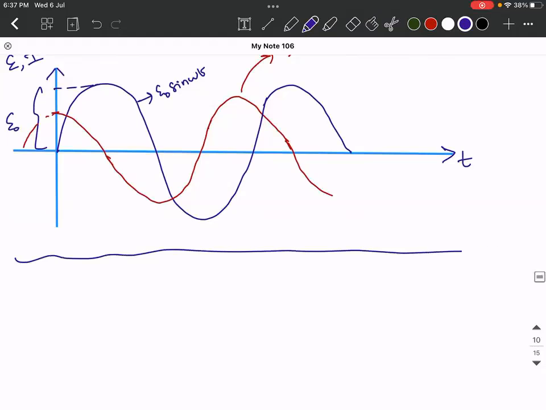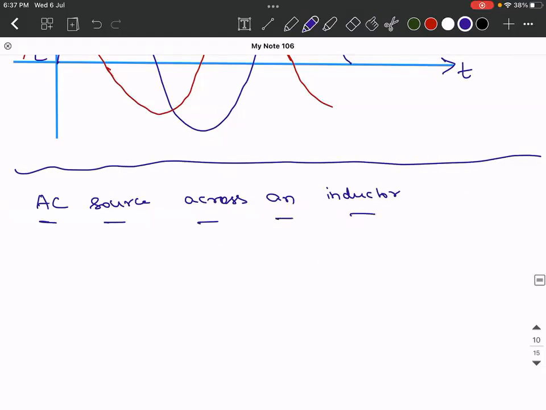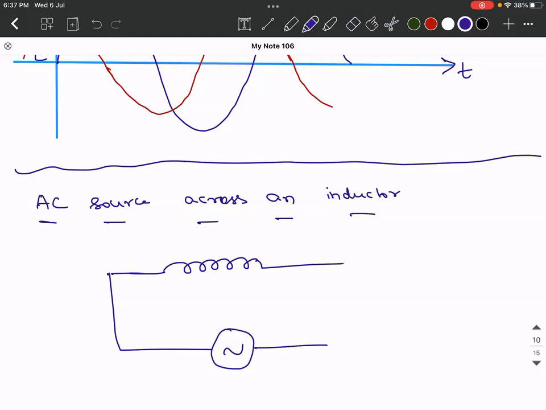Right. So what will be the third device? AC source across an inductor. We need to discuss the AC source across an inductor. Let's say there is an inductor of inductance L that is connected across an EMF source of value E naught sine omega t.